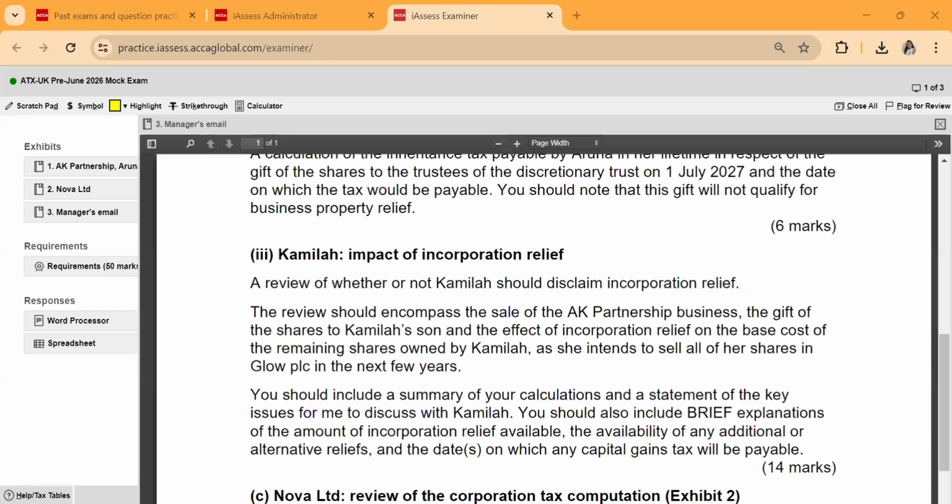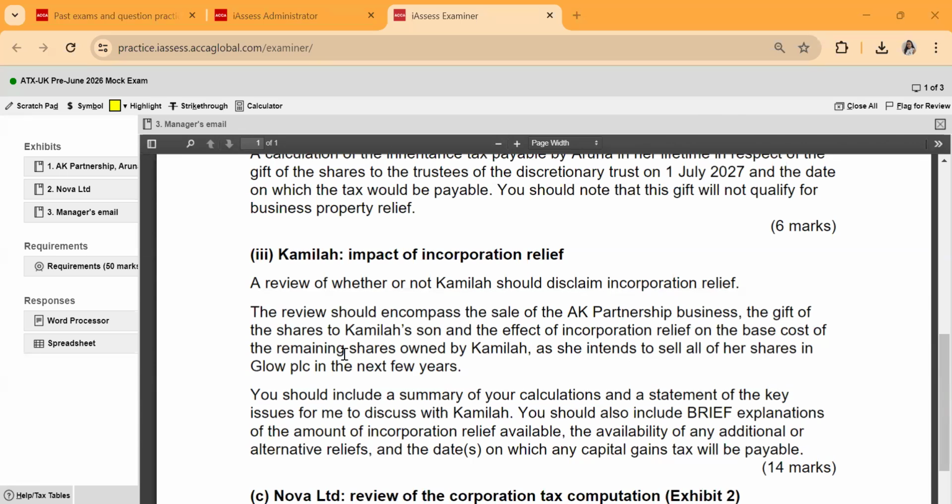Okay, so we have an option to disclaim. By default, the incorporation relief is to be claimed. Now we can make an election that we do not want to claim it. So here we are just reviewing whether it should be claimed or not. The review should encompass the sale of the AK business assets, the gift of shares to Camilla's son, and the effect of incorporation relief on the base cost of the remaining shares owned by Camilla.